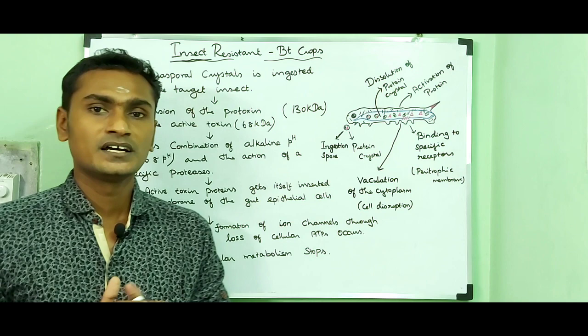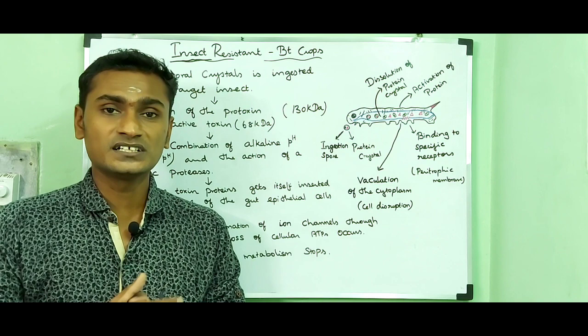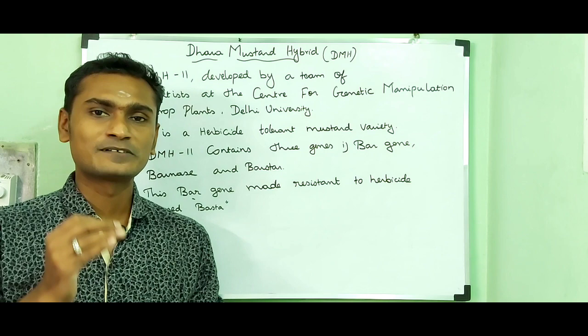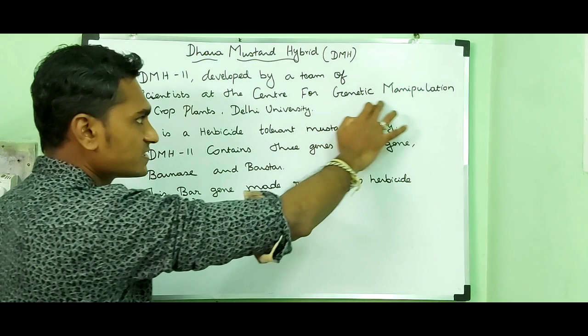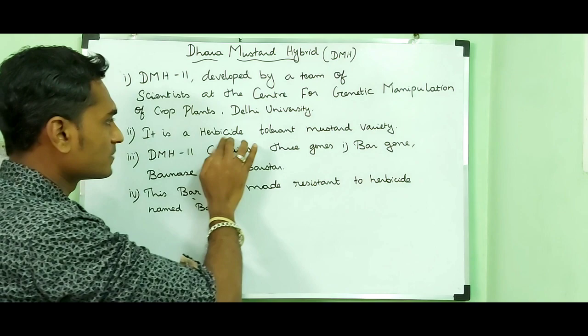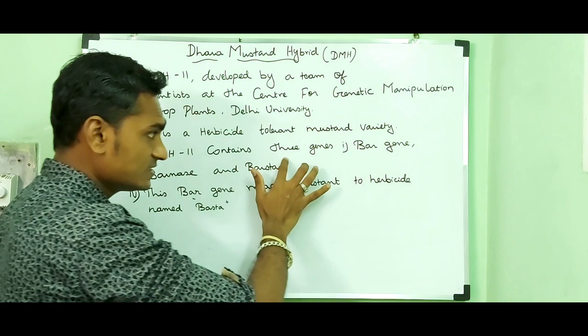Then I am going to tell you about another herbicide tolerant plant called Dhara Mustard Hybrid 11, abbreviated as DMH11. It was developed by a team of scientists at the Center for Genetic Manipulation of Crop Plants, Delhi University. It is a herbicide tolerant mustard variety. DMH11 contains three genes, namely Bargin, Barnase and Barstar.